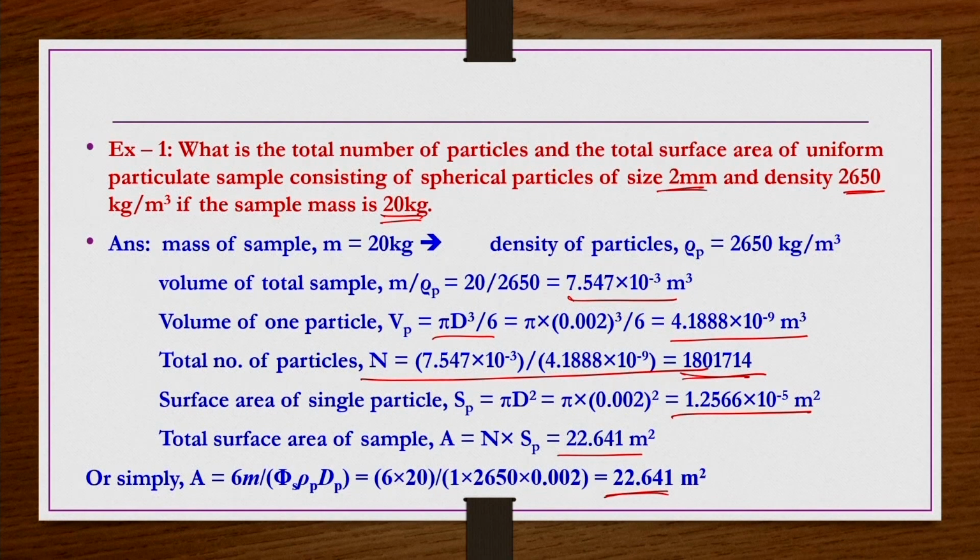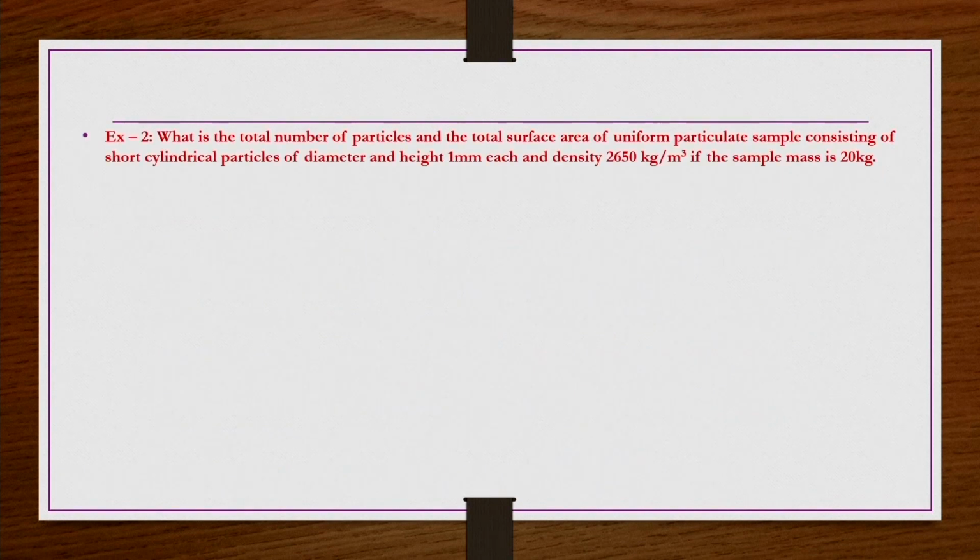Now, we take another example. Here we take short cylindrical particles of diameter 1 mm each rather than spherical particles, and the density is the same, 2650, as the previous problem, and the mass is also 20 kg as in the previous problem. So, the only thing that we are changing is the sample, now using short cylinders of 1 mm diameter and 1 mm height. If L equals D, then we can call those cylinders short cylinders.